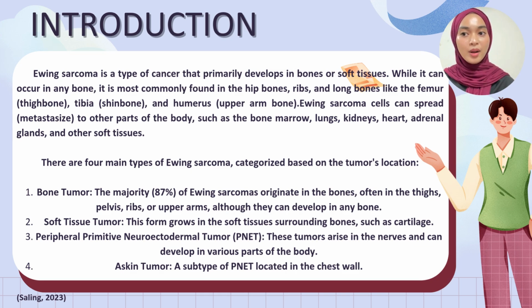Third, we have the peripheral primitive neuroectodermal tumor. This tumor arises in the nerve and can develop in various parts of the body. And lastly, we have the skin tumor, which is a subtype of PNET located in the chest wall.